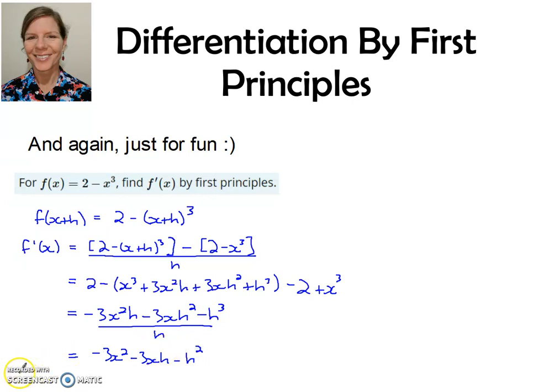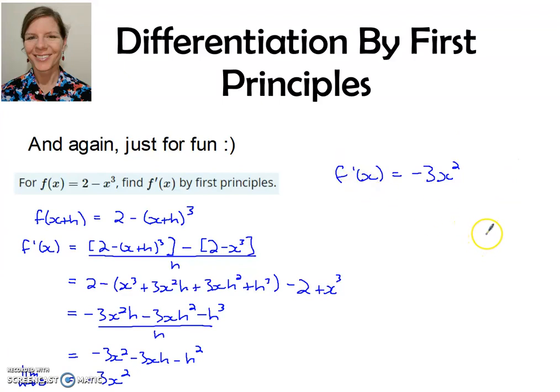And of course, if you limit that as h tends to 0, it gets rid of that entire term because that becomes 0, that entire term as well, negative 3x squared. Okay, if we did it the short way, f prime x equals, obviously this will be 0 because it's a constant, and this one is negative, bring the power down, 3x squared. Same.